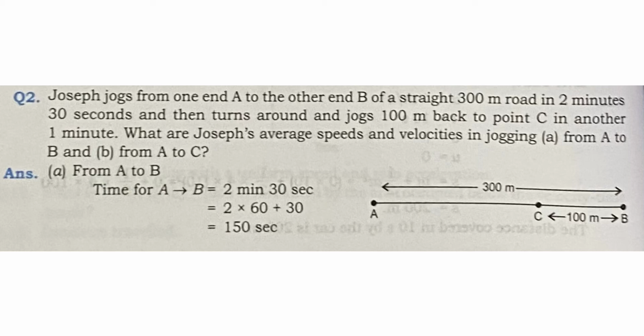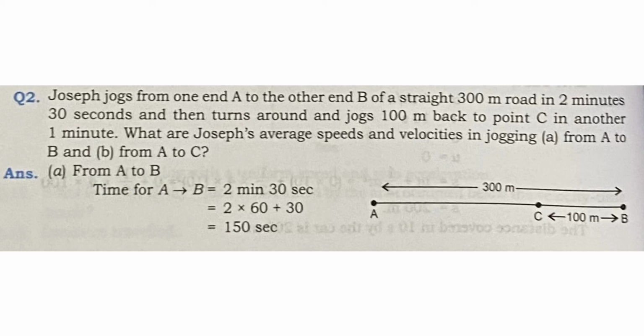So, first of all, see the diagram. Here, first of all, he is going from A to B and that distance is 300 meter. And then he is going from B to C, that distance is 100 meter. Time taken for A to B is 2 minutes 30 seconds and time taken for B to C is 1 minute. We are asked to calculate average speeds and average velocities from A to B and A to C. First of all, we will find from A to B.